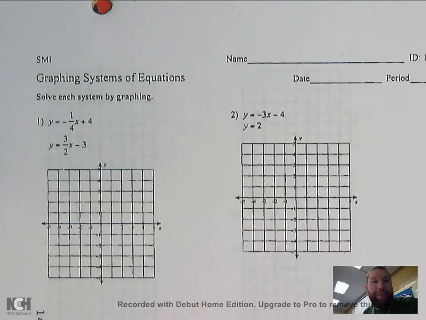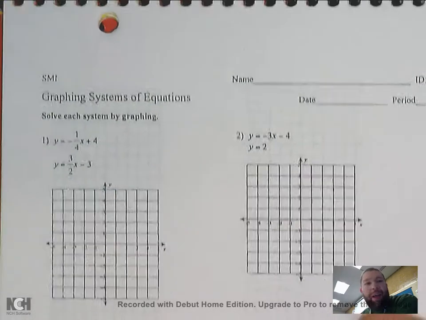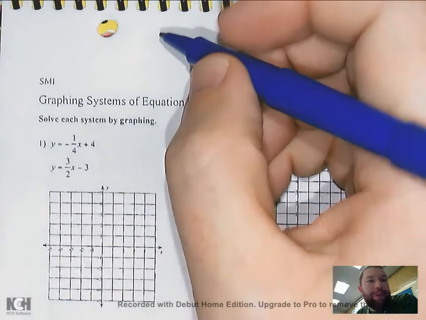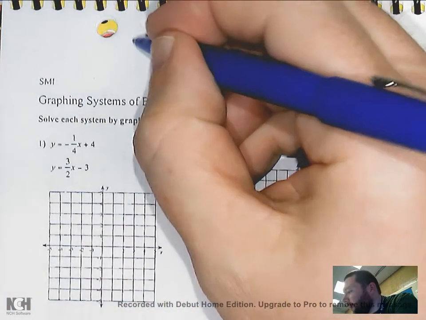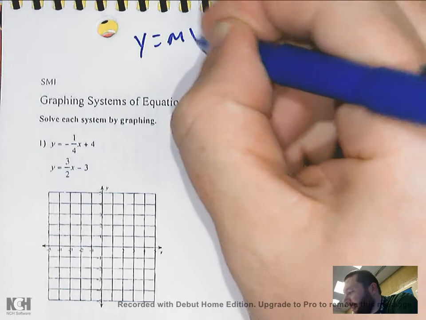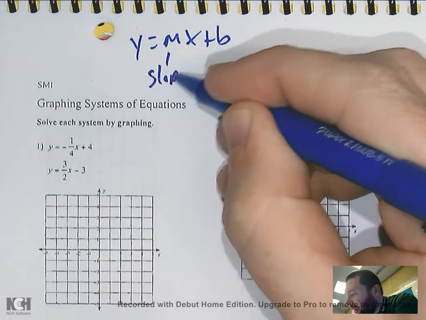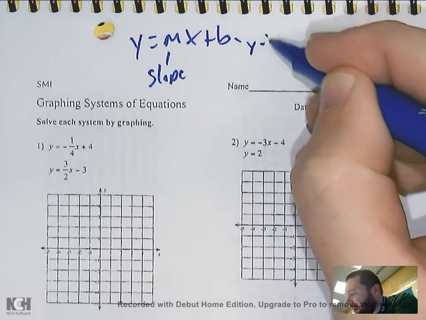Okay, sorry about that. So today we're going to be talking about graphing systems of linear equations. Systems means there are at least two equations on our graph, and these are linear equations. So again, we're following the same slope-intercept formula, y equals mx plus b, where m is the slope and b is the y-intercept.